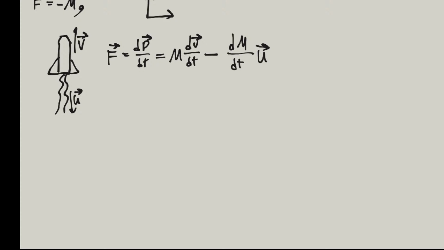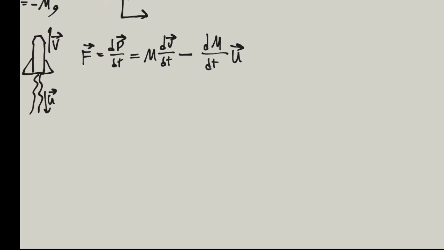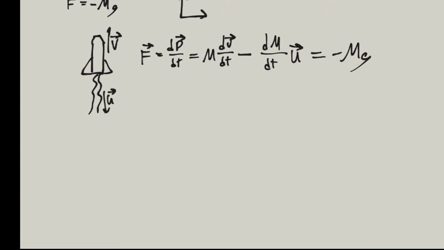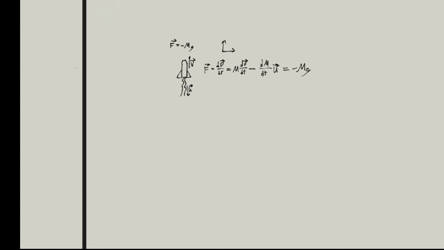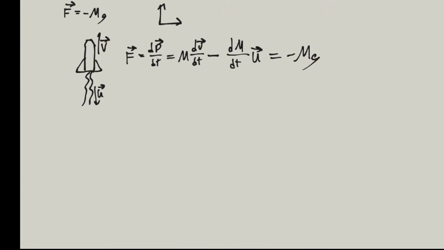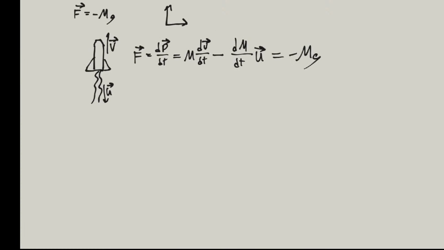Yeah. So this is the change in momentum, and that equals our force, which is negative mg. And you see that u and g are going in the same direction, right? Negative mg. And this is big M, the change in mass of our rocket.